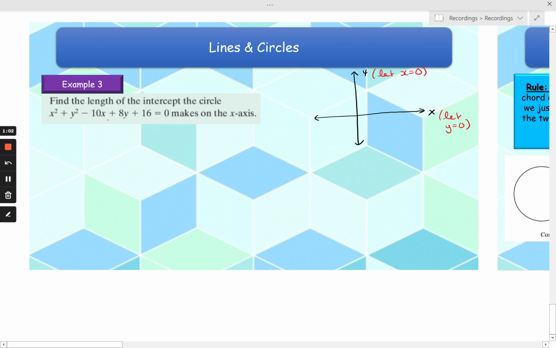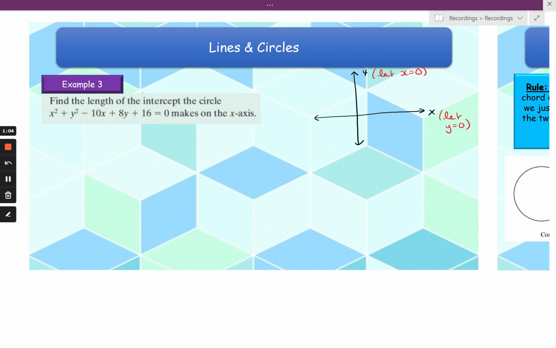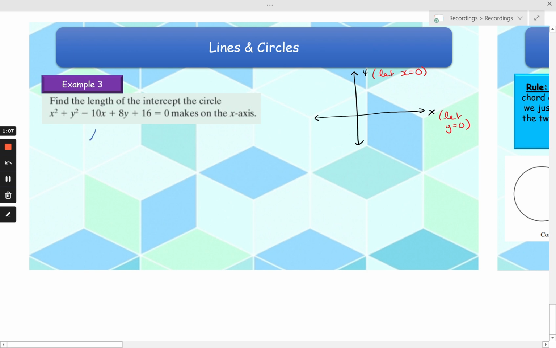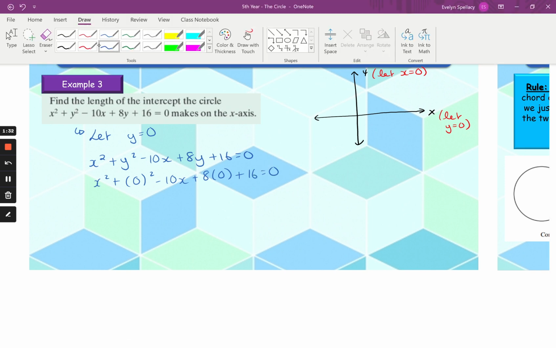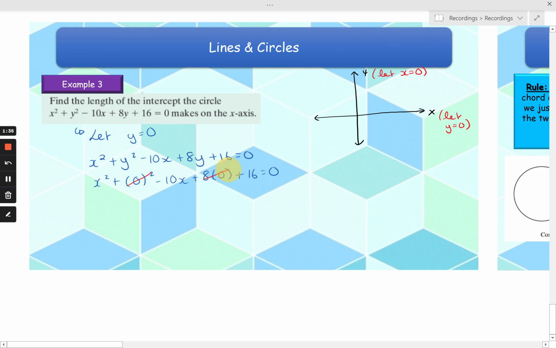So if I want to find where this goes across the x-axis, that's where I'm going to use my rule to let y equal to 0. And then I'm going to solve for my two values of x. So in my equation, I have x squared plus y squared minus 10x plus 8y plus 16 is equal to 0. So I have x squared plus 0 squared minus 10x plus 8 by 0 plus 16 equals 0. So anything times by 0 we know gives me 0. So these two are both now gone, which leaves me with the quadratic x squared minus 10x plus 16 is equal to 0.